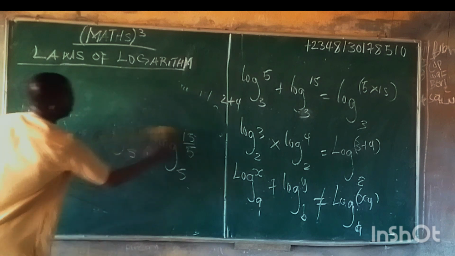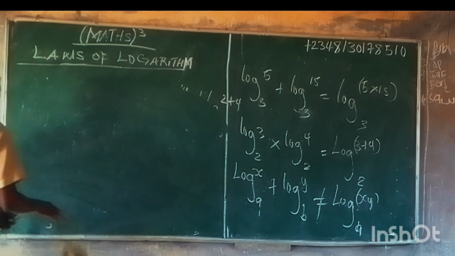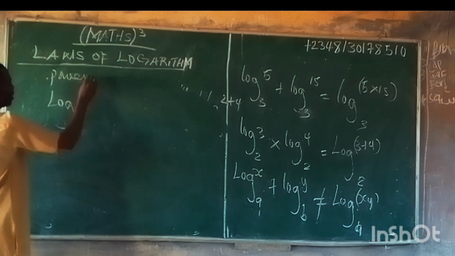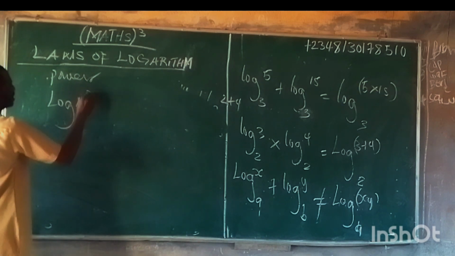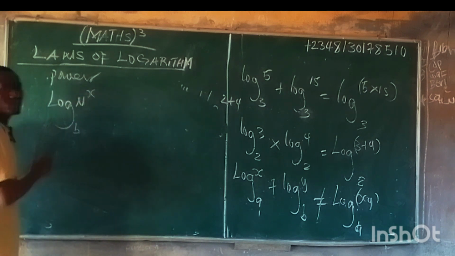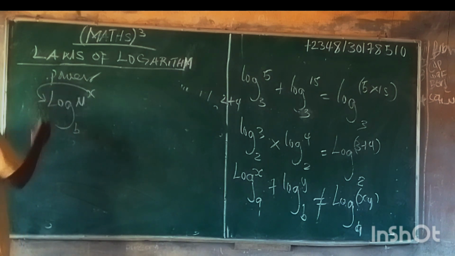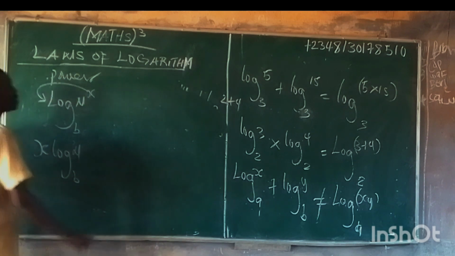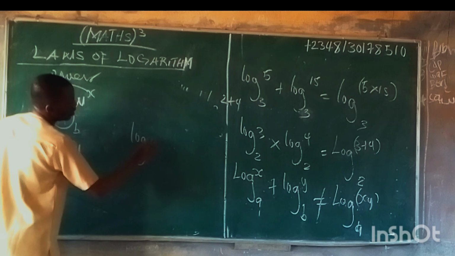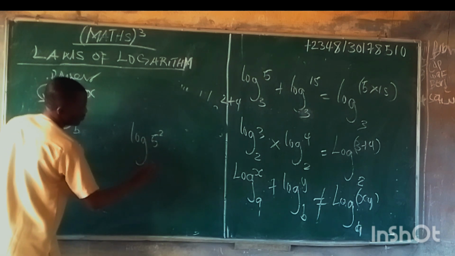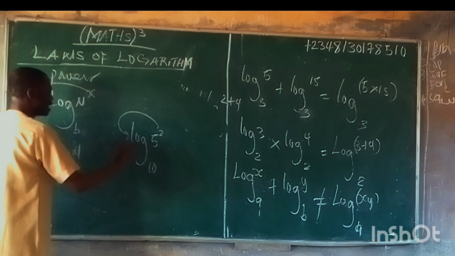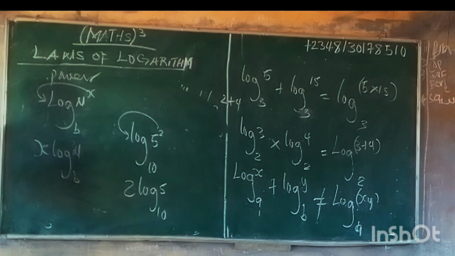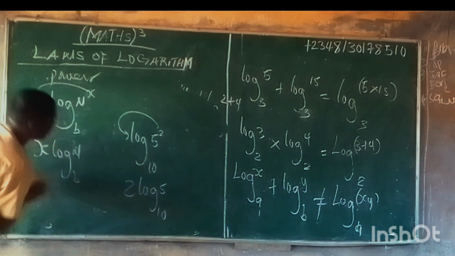The next one is the power law. Maybe you have log n to the power x, and the x moves to the front. We have x log n base b. Let's say, as an example, log 5 to the power of 2 base 10. When you move the 2 to the front, you will have 2 log 5 base 10. So this is what we mean by the power law.